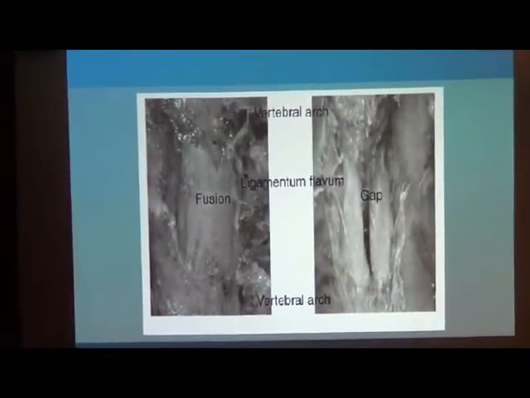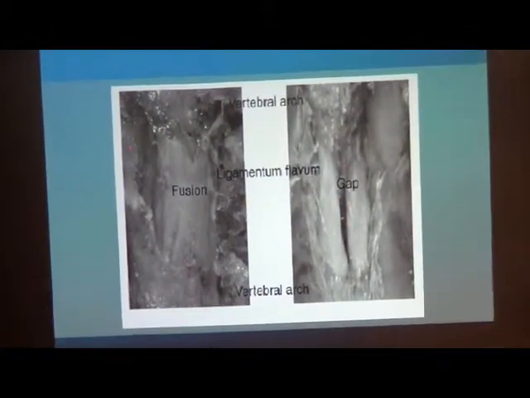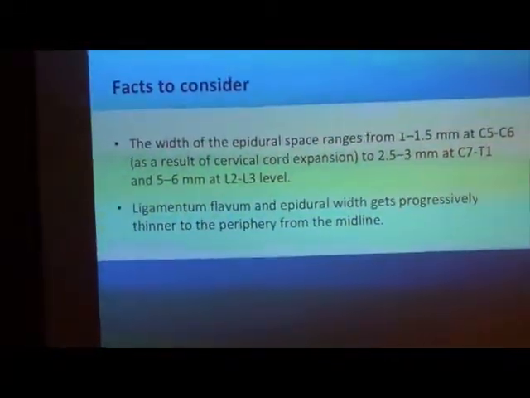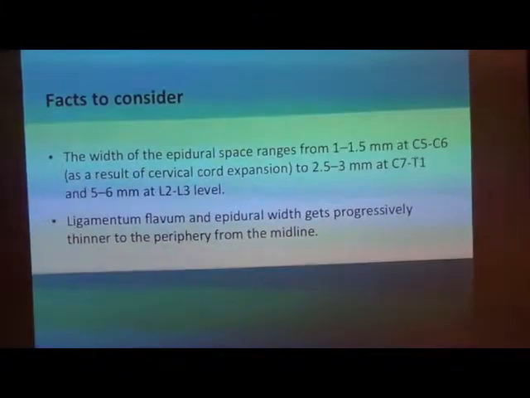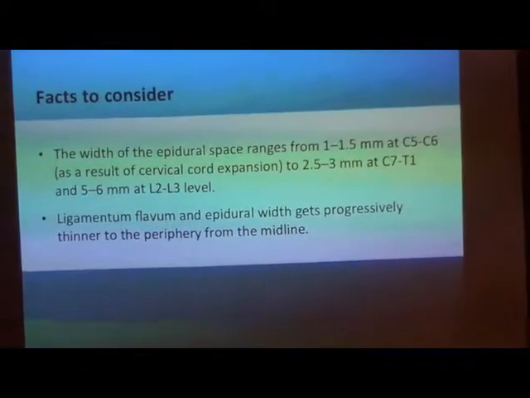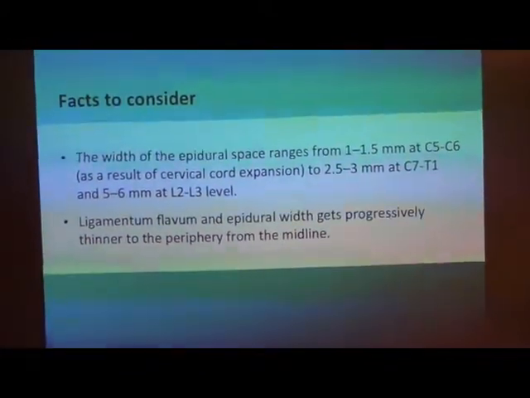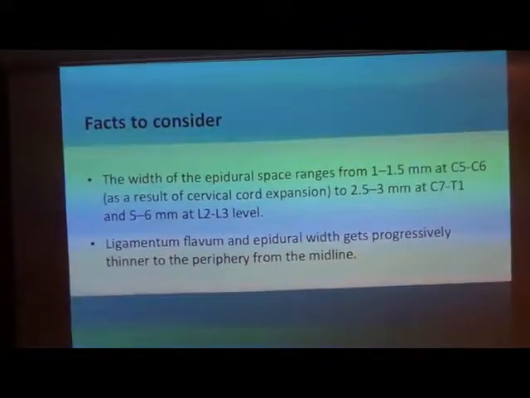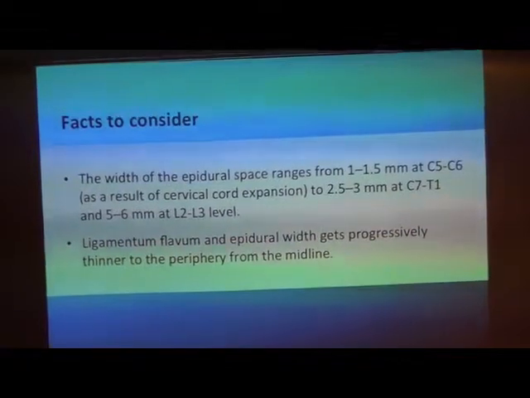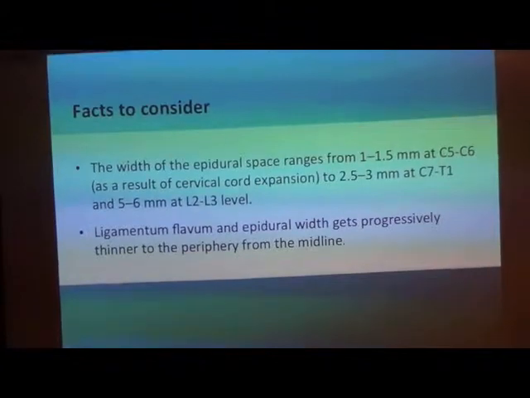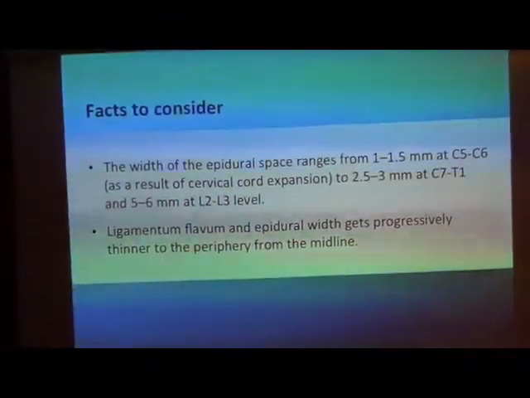And this is how it looks. This one works. Yeah, this is the gap, and this is no gap. It's very important to understand that the width of the epidural space is very small in the cervical region. It's 1 millimeter at the C5, C6 level, when it's 5, 6 millimeters at the lumbar level. And the ligamentum flavum at the epidural space gets progressively thinner away from the midline. So if you want to be safe, go by midline. If you want to have adventure, go away from midline.